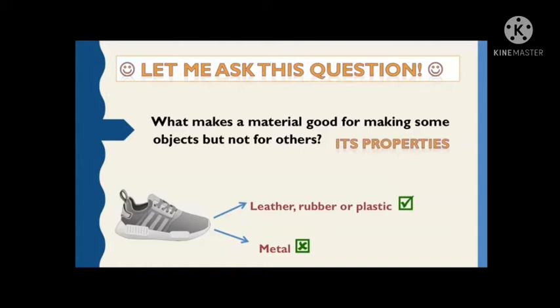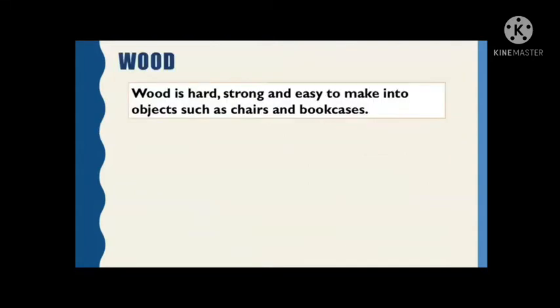Leather, rubber, and plastic are light and flexible, whereas metal is strong and heavy. We want our shoes to be light and flexible because we want to be able to walk easily. So metal is not a good material for making shoes because metal is strong and heavy. Now, let's talk about some common and sensible materials and what they're used for.